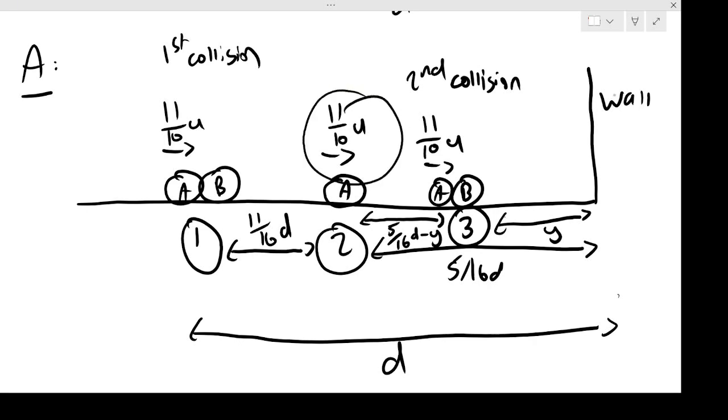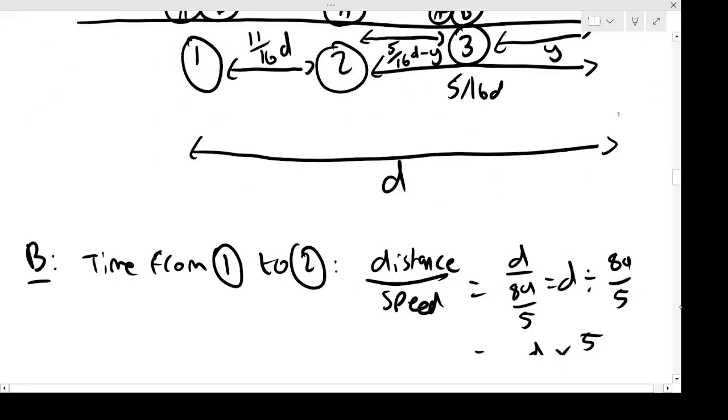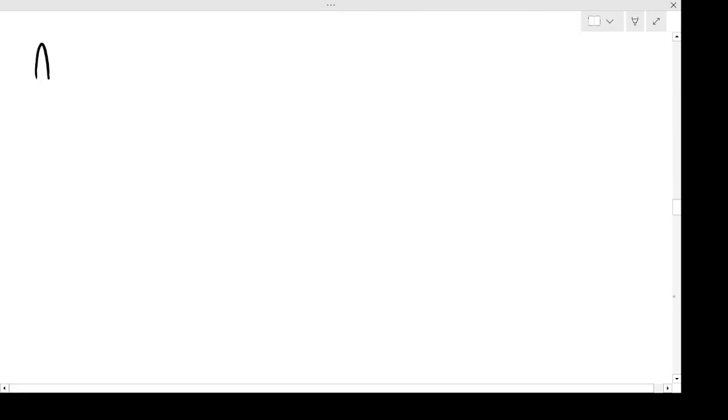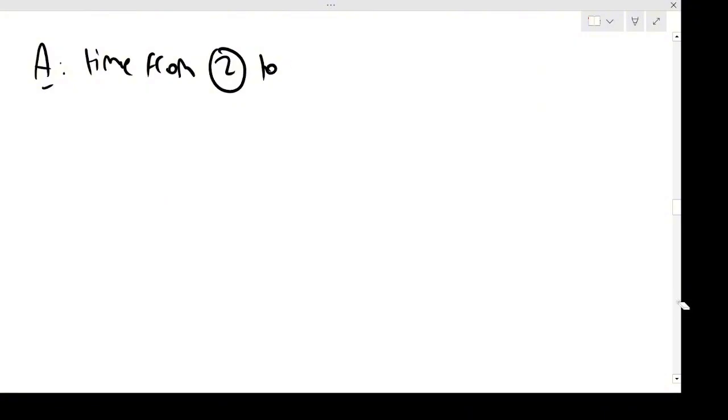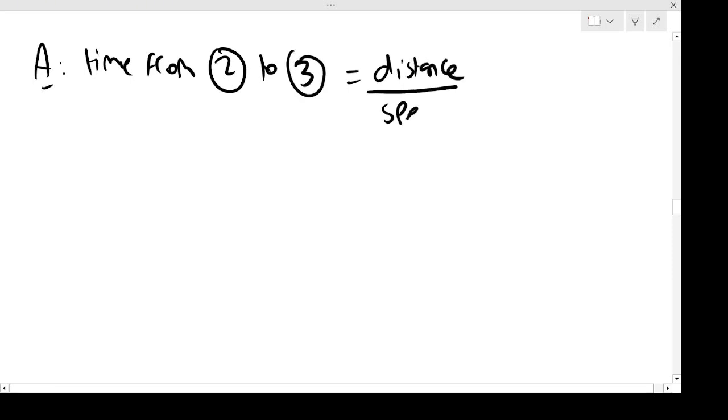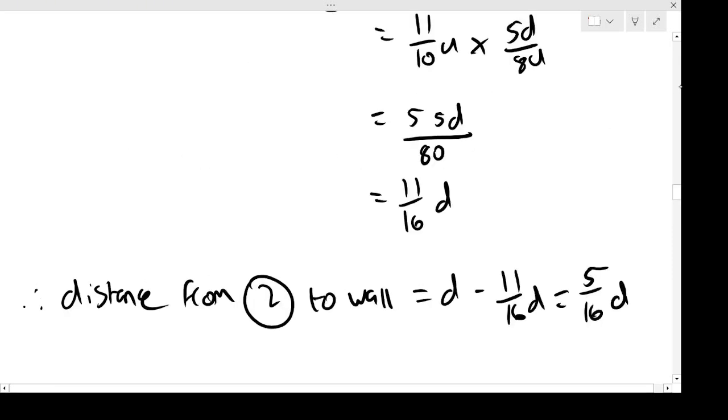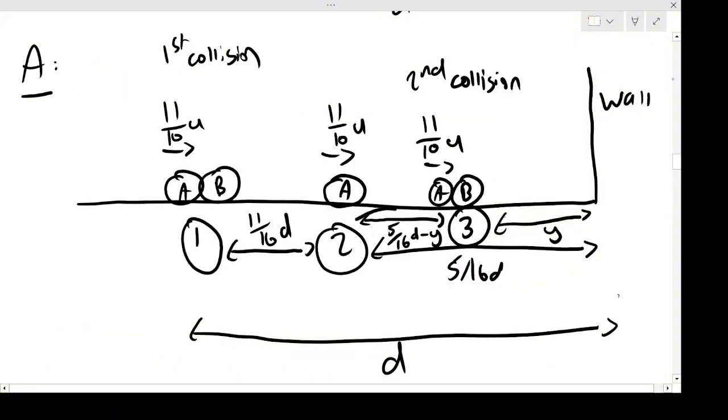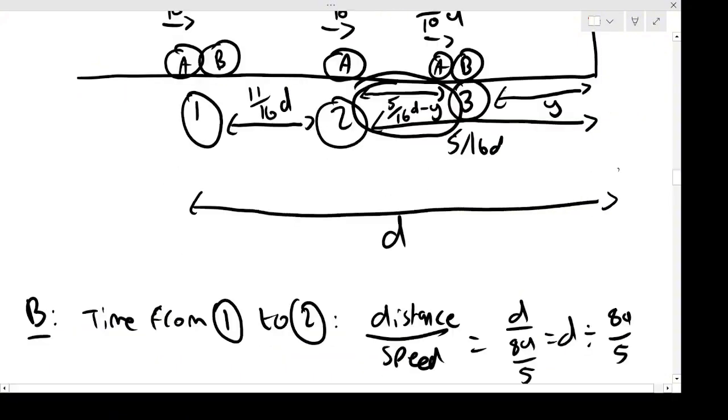And we have the speeds from point 2 to point 3. Okay. So I can work out an expression for the time from point 2 to point 3 for A, right? So the time from point 2 to point 3 is going to be the distance divided by speed. And again, as I remind you, the distance we just worked out, the distance from point 2 to point 3 is 5/16 D take away Y. Okay.